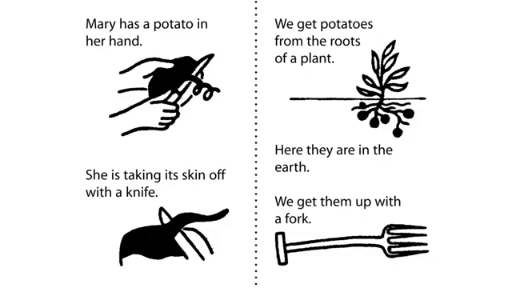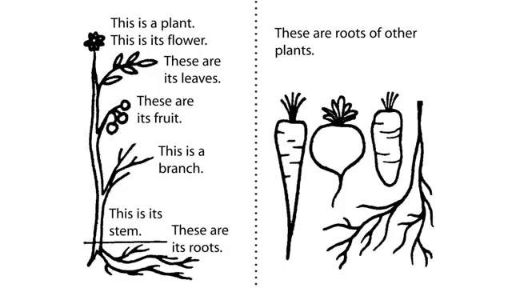We get potatoes from the roots of a plant. Here they are in the earth. We get them up with a fork. This is a plant. This is its flower. These are its leaves. These are its fruit. This is a branch. This is its stem. These are its roots. These are roots of other plants.